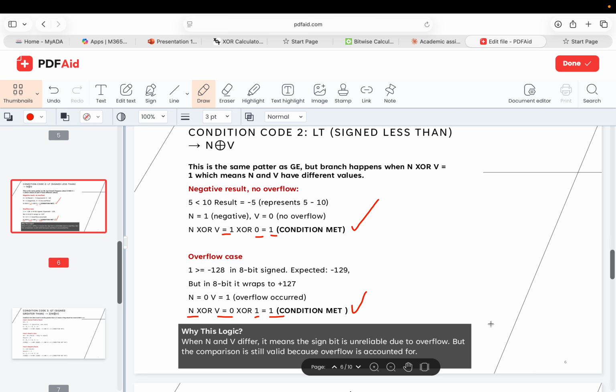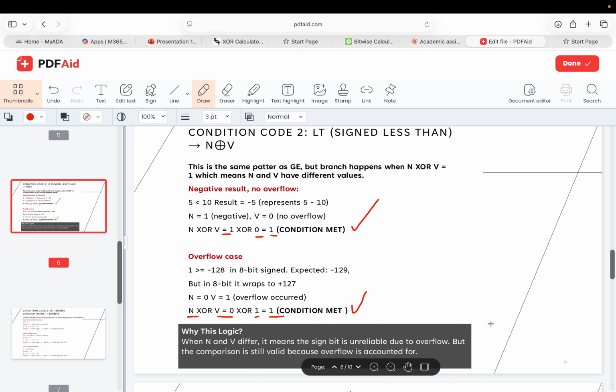This shows that when N and V are different, the sign bit is unreliable. We cannot tell from the sign bit alone whether the result is this or that. But the comparison is still valid, because the V overflow flag shows that there was overflow.